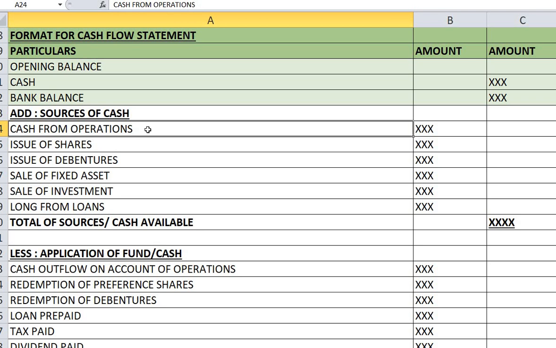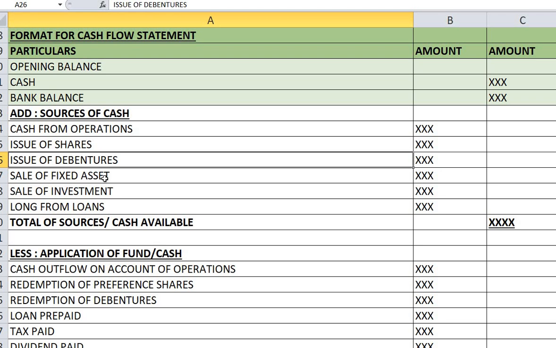So we are writing that. To this balance, you add cash from operation. Next is issue of shares. Whenever there is an issue of shares in an organization, it helps you raise money, so that is a source of cash and will also be added to the opening cash and bank balance. Issue of debentures will also give you a source of money, so that is another item which will be added back to this opening cash and bank balance.